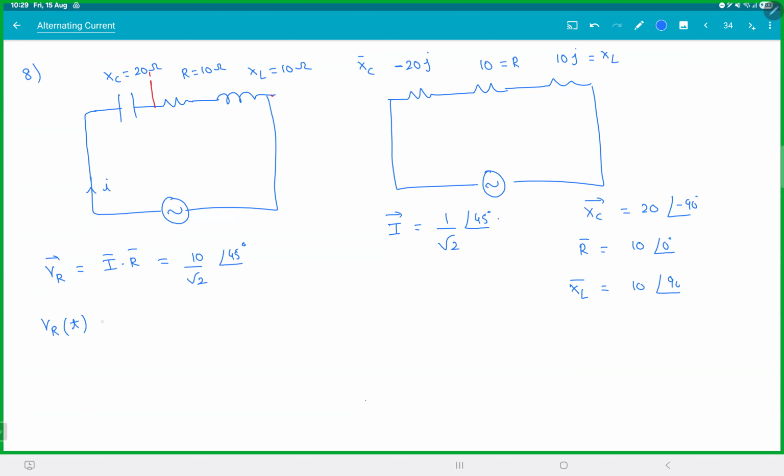So VR as function of time t will be 5√2 sine omega t plus 45. Next thing, VL bar will be I bar dot XL bar. That would be 1 by √2. Again, same thing, you'll get 5√2. This will be sine omega t, 135. Therefore, VL as function of time t will be 5√2 sine omega t plus 3 pi by 4.